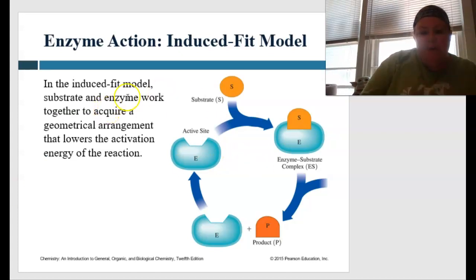So again, in the induced fit model, the substrate and enzyme work together to acquire a geometric arrangement that lowers the activation energy of the reaction. So again, remember, enzymes just make things quicker and easier.